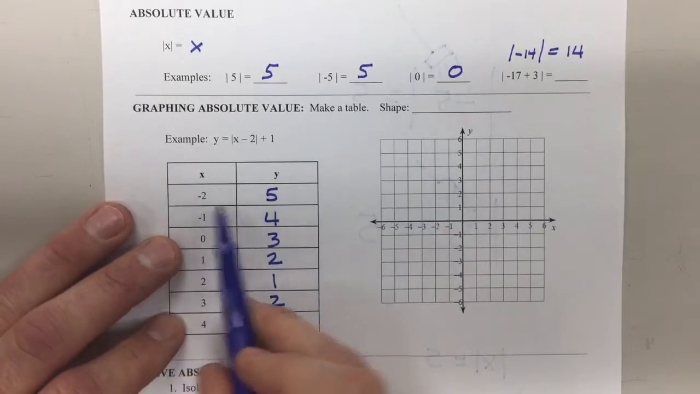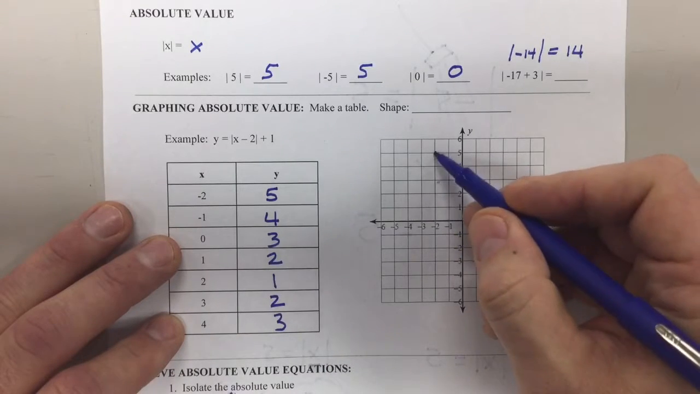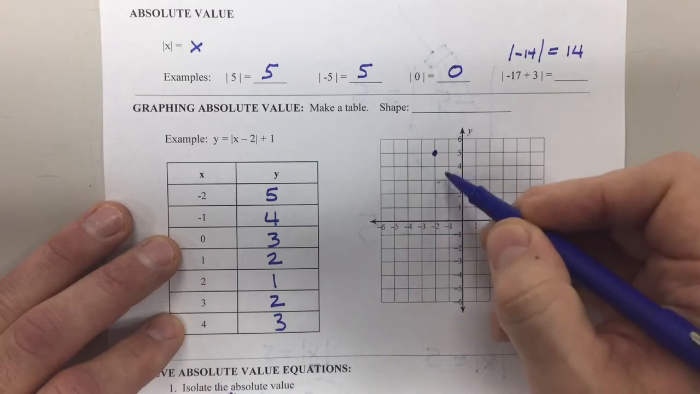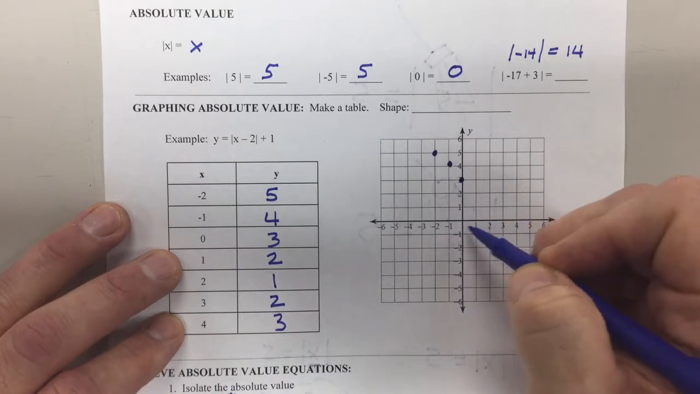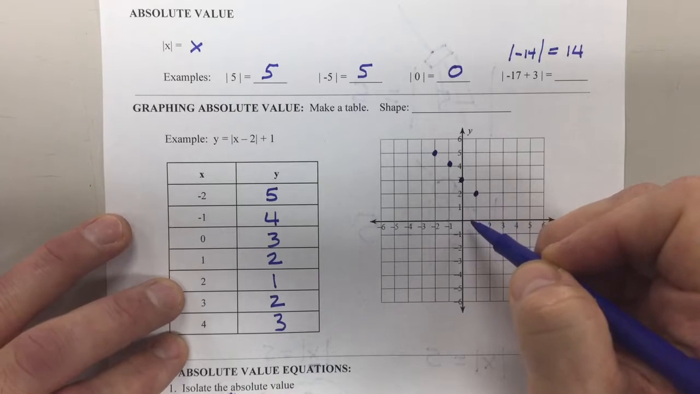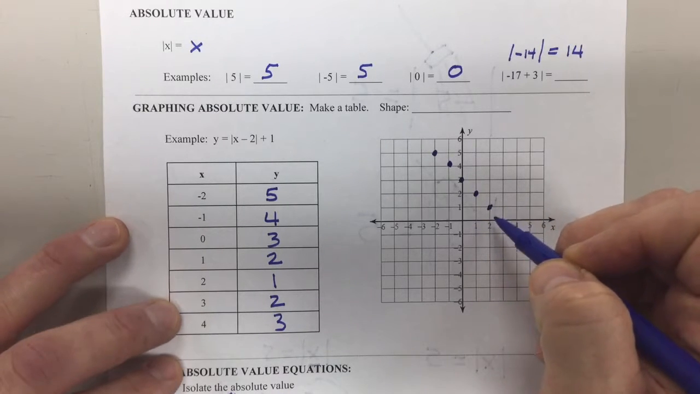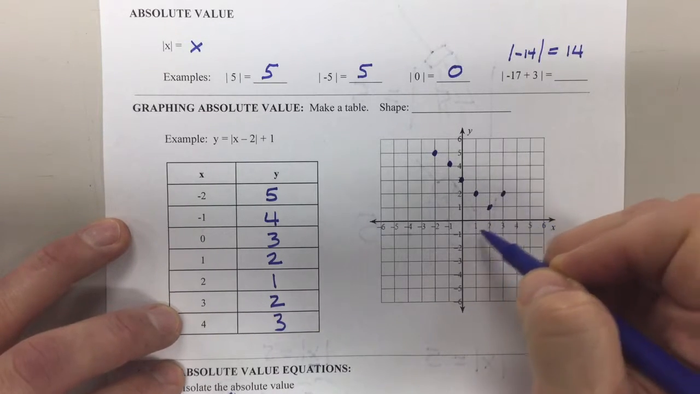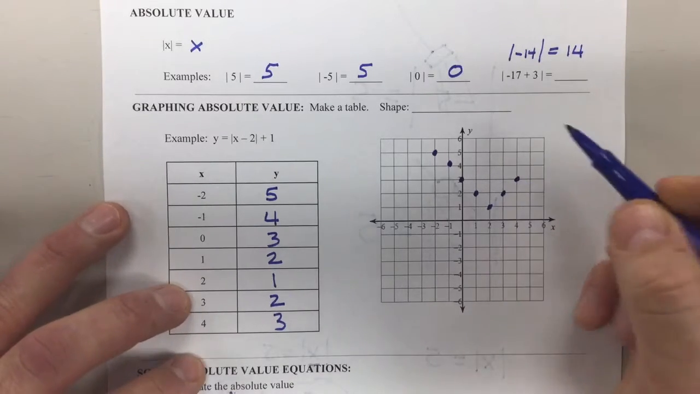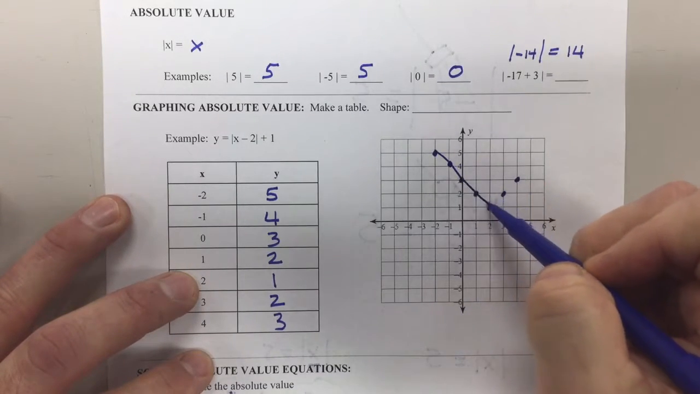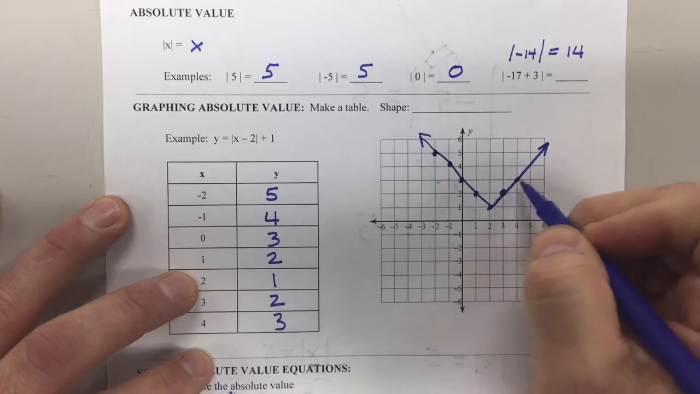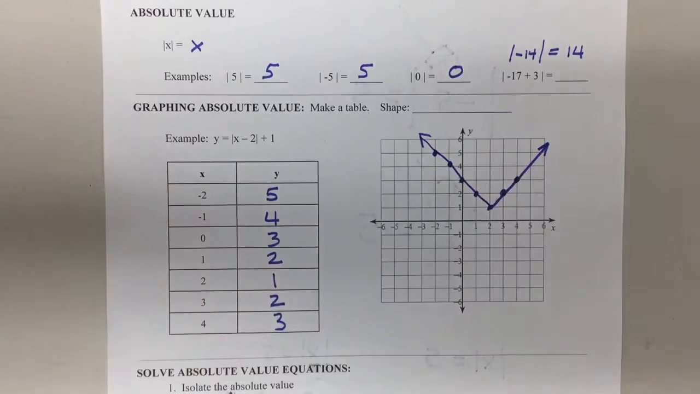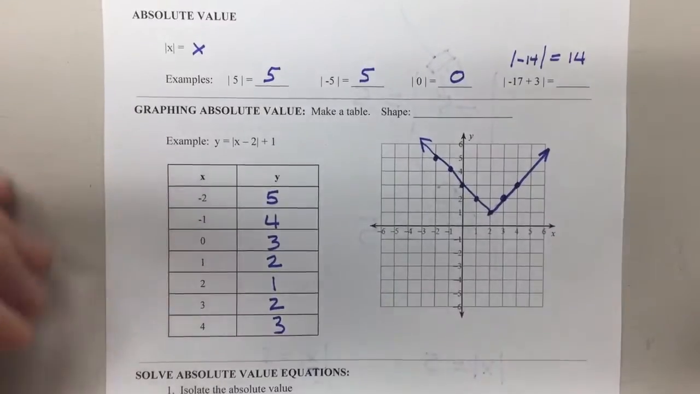Now I could graph these: negative 2, 5; negative 1, 4; 0, 3; 1, 2; 2, 1; 3, 2; and 4, 3. You'll notice that an absolute value graph makes a V. So it's kind of like a parabola, but instead of a U, it's a V.